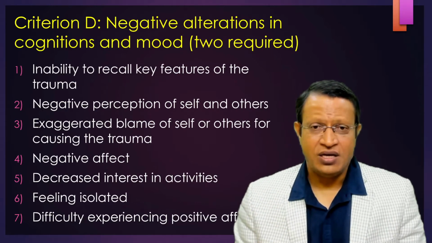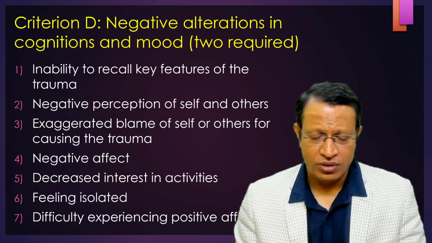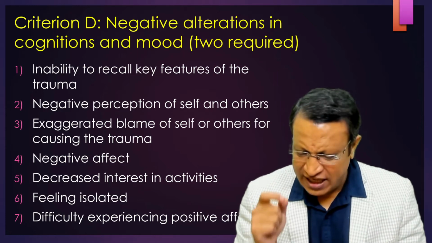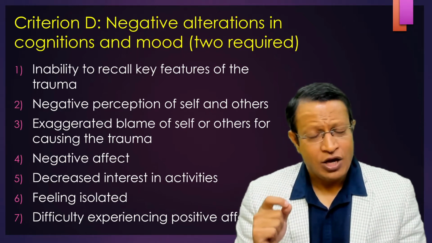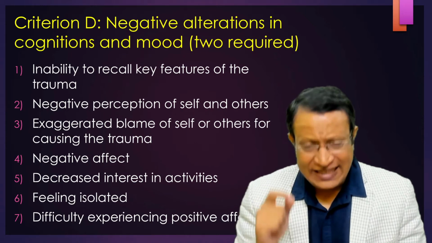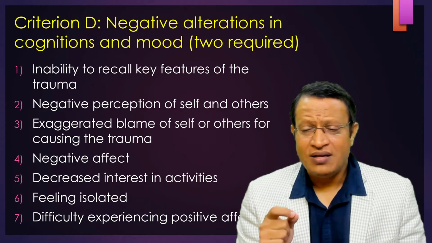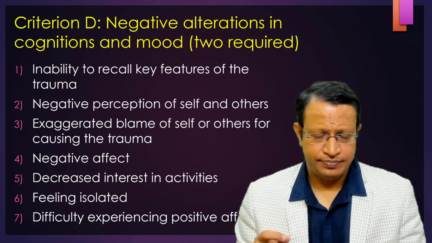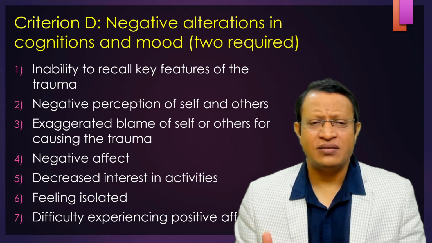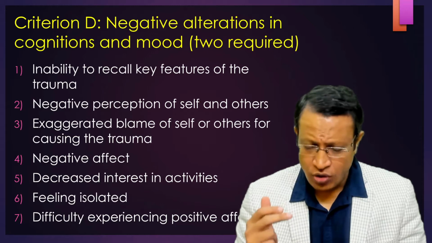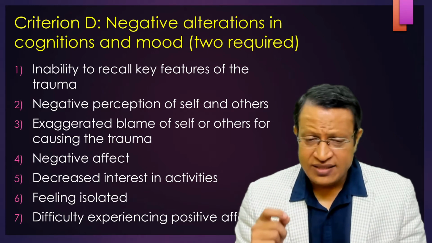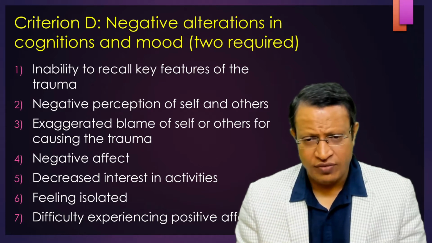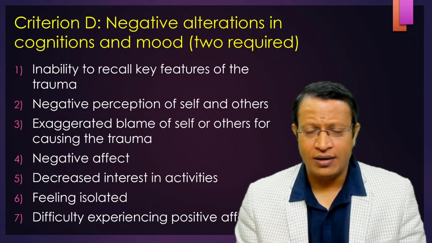Moving to criterion D, negative alteration in cognition and mood. At least 2 symptoms are required. These are the following: inability to recall the key features of the trauma. That is common in PTSD. The person forgets the key traumatic event and the events revolving around the trauma. Negative perception of self and others, exaggerated blame of self and others for causing the trauma, negative affect, decreased interest in activities, feeling isolated, difficulty in experiencing positive affects. Any 2 of these symptoms are required under criterion D.